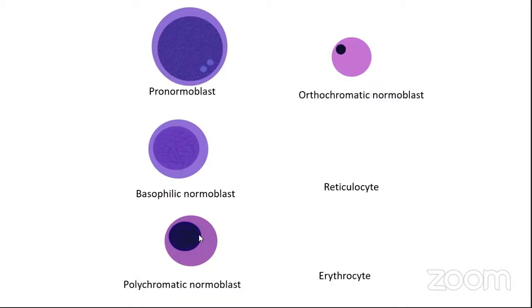So next is the polychromatic normoblast, then orthochromatic normoblast, then reticulocyte, and finally the erythrocyte. Now coming to each cell.